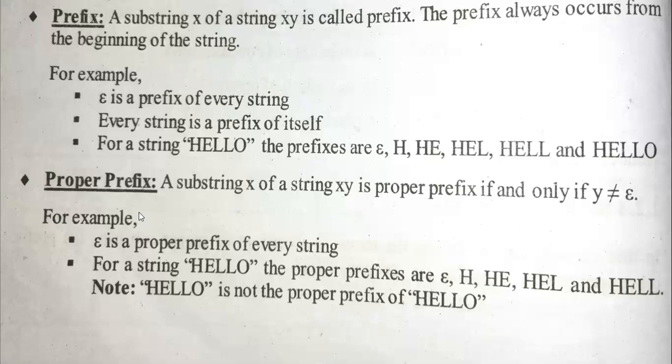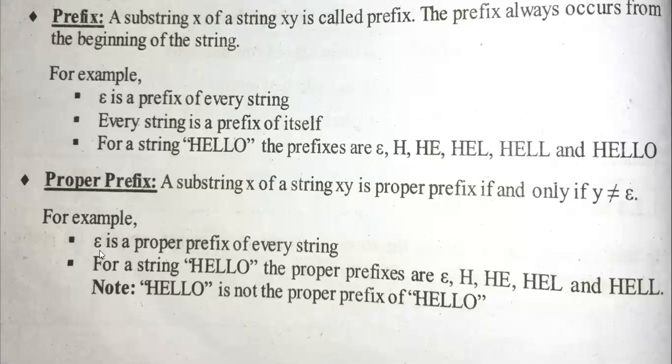Okay. What is that condition basically? A substring X of a string XY is a proper prefix if and only if Y should not be equal to epsilon. Remember this. Y should not become epsilon. Then X will be called a proper prefix of Y. The main condition we need to observe here is that Y should not be equal to epsilon. That's it. Clear? Okay, fine.